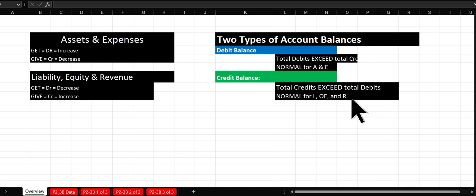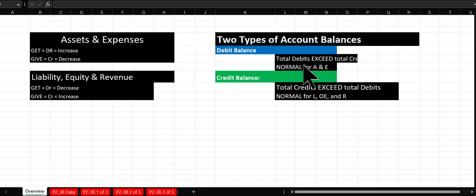And you're saying, well, why is that normal? Well, if you think about the get and give idea, normally whenever we have a get, it's usually the result of an asset or an expense, for example. So when you get cash, it's normal. So we would normally expect that our cash account in our books will have a debit balance.